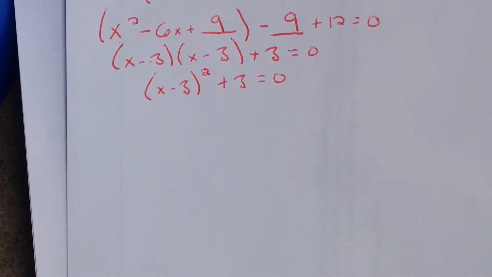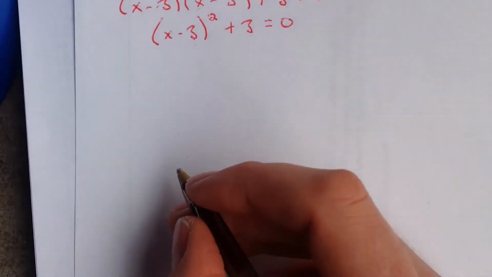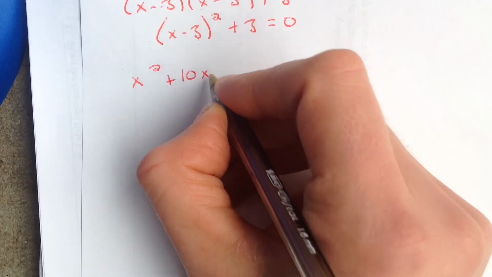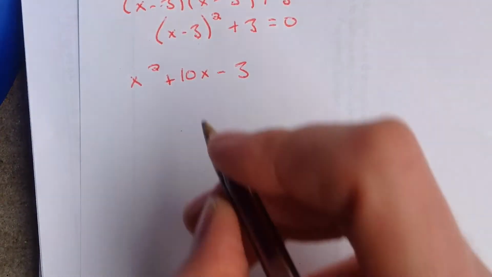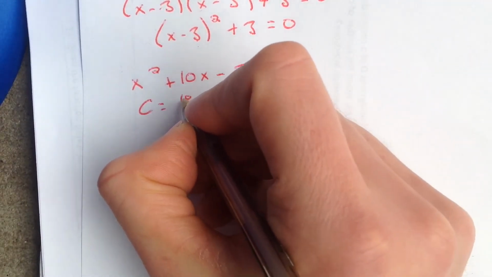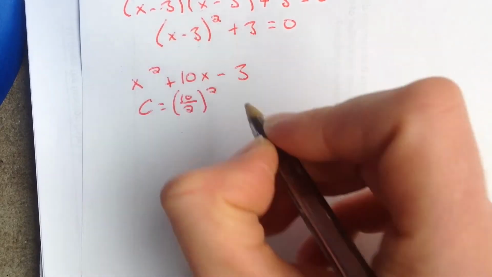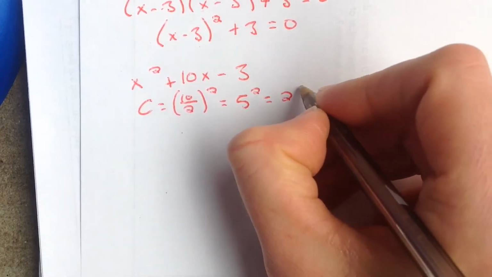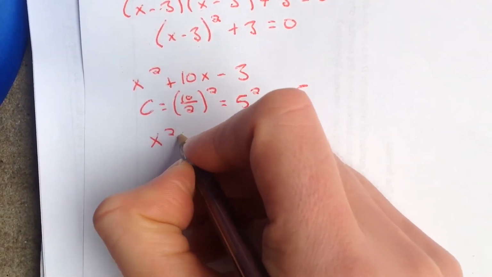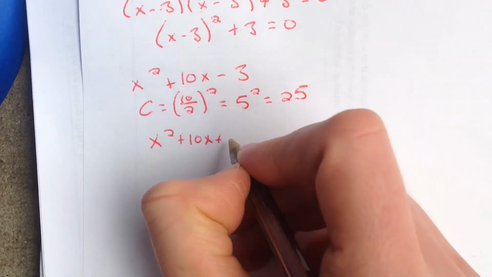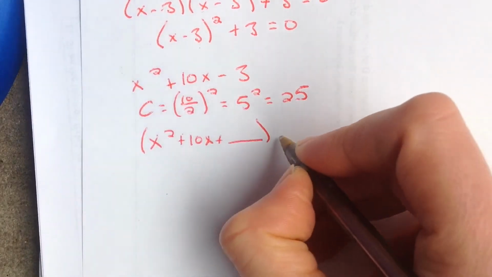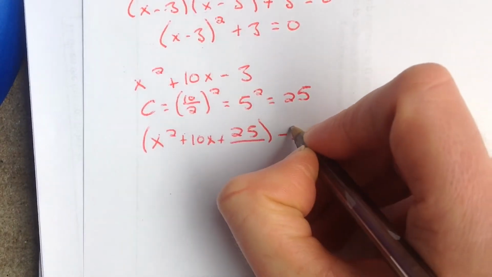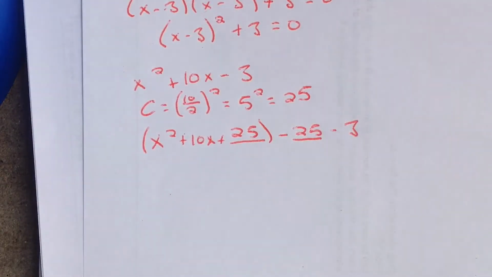Let's try our next example. So, for example, if I have x squared plus 10x minus 3, I'm going to find my C. 10 divided by 2 squared equals 5 squared, which equals 25. So right after the 10x, we're going to add and subtract that same number. We're going to add 25 and subtract 25.